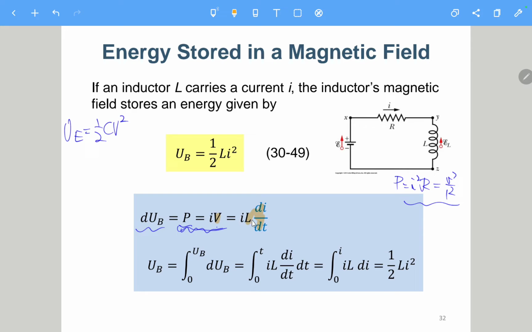So we have I L dI/dt, and then we integrate it over time. The total energy is integrating this from 0 to UB, and UB is this expression, and then dt and dt cancel each other. So we have I L dI, so this is this expression. This is another derivative.